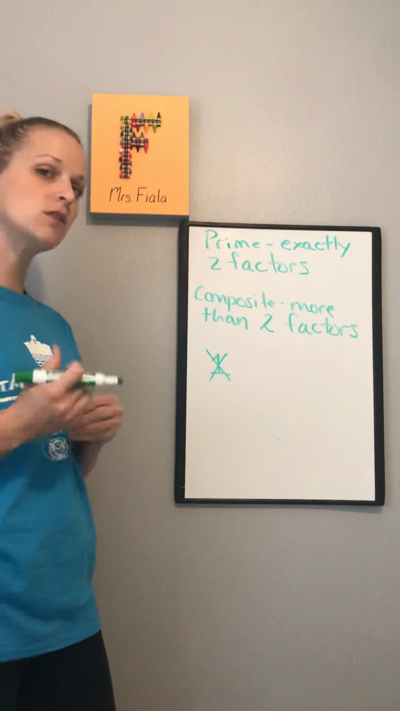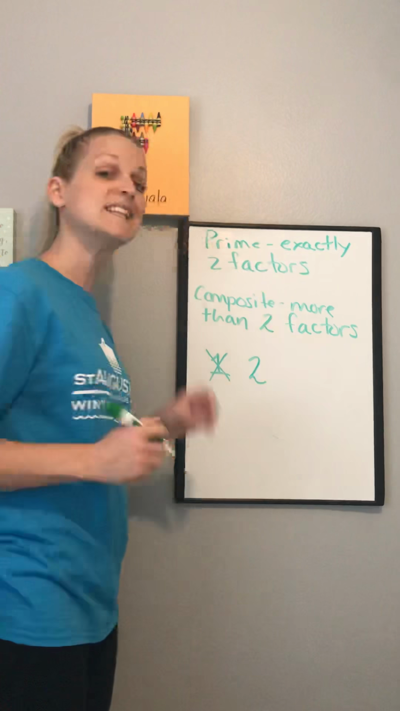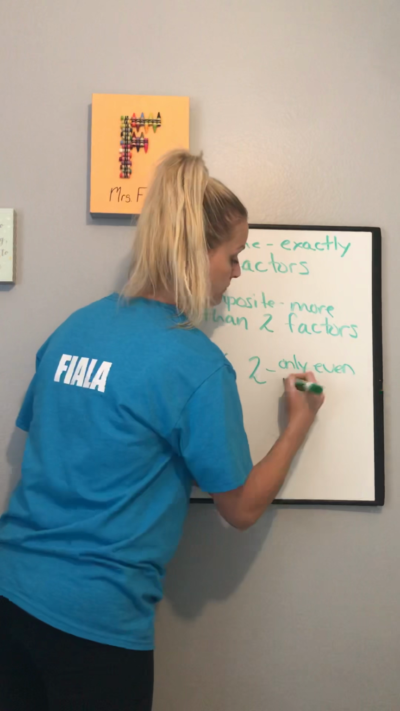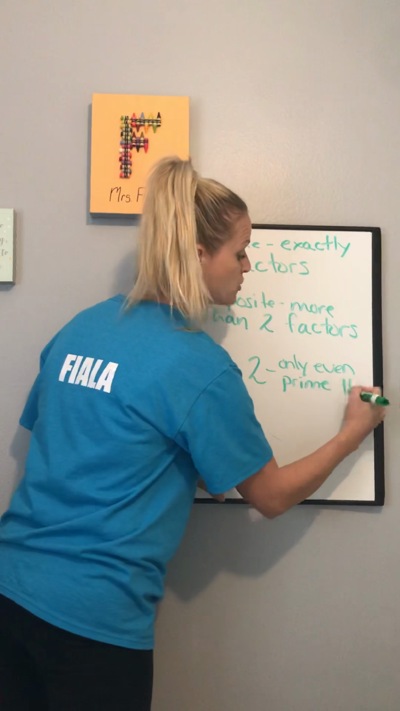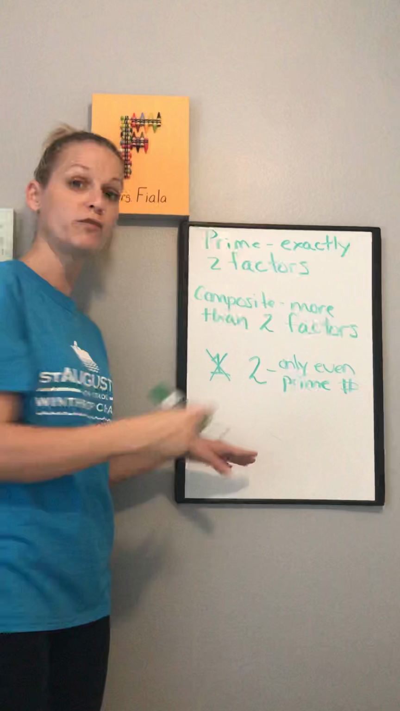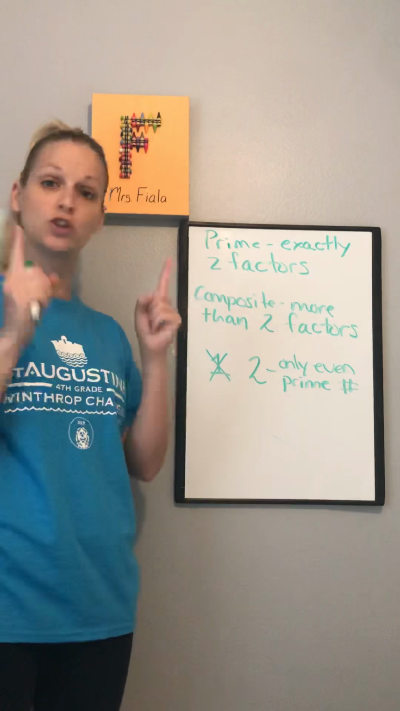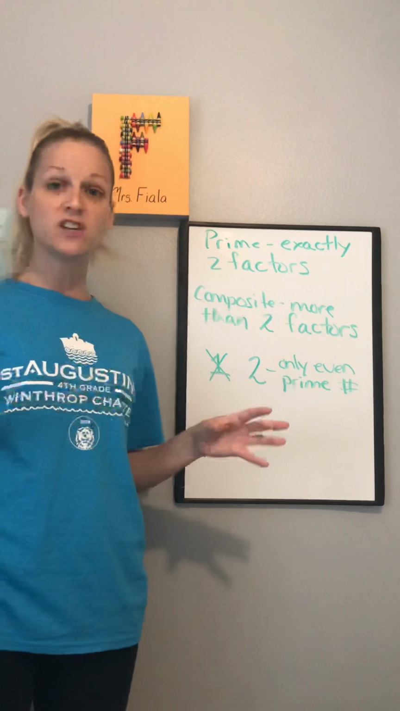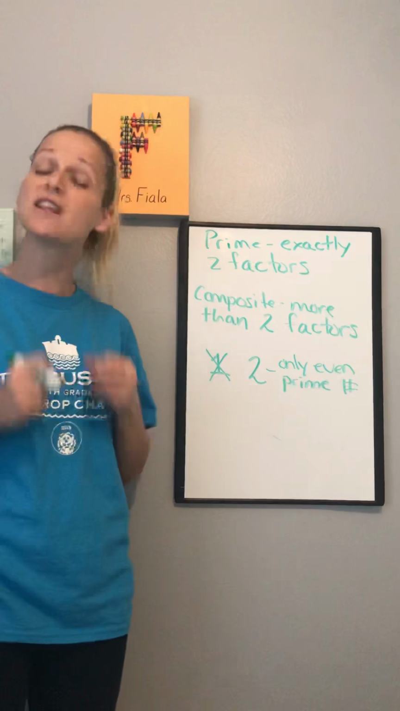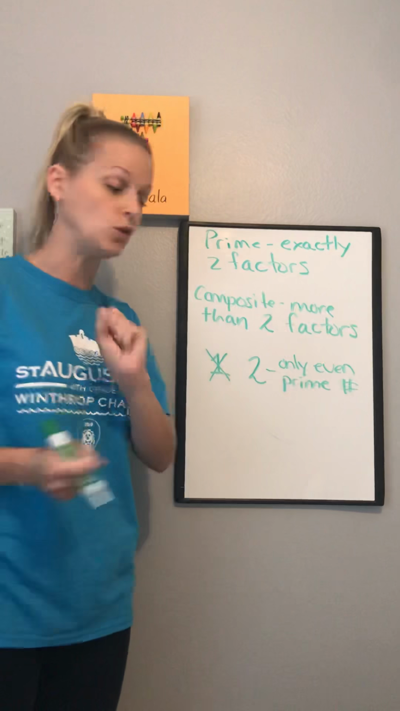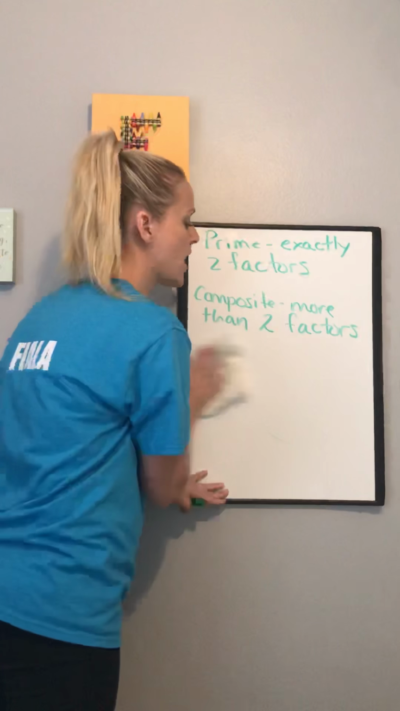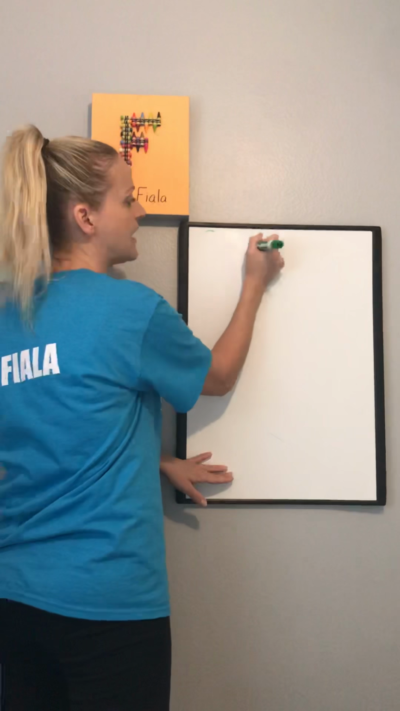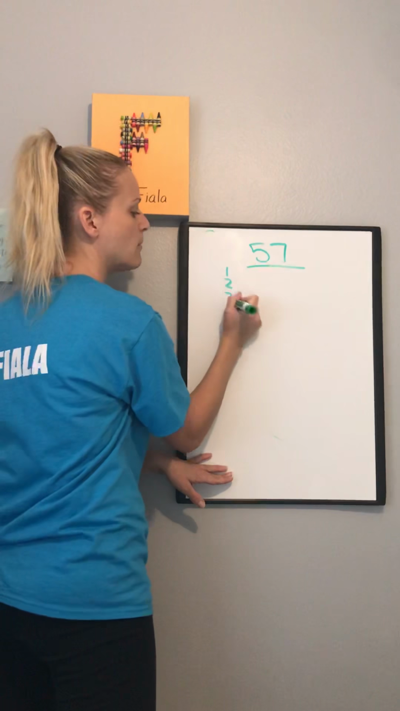We talked about in our video lesson, the number 2 is the only even prime number. It is prime, which means it only has 2 factors. 1 times 2 are the only 2 numbers that multiply together to give you the number 2. All other even numbers are composite because they all will have a factor of 2. Remember, when you want to know if a number is prime or composite, for example, the number 57. Is this prime or composite?